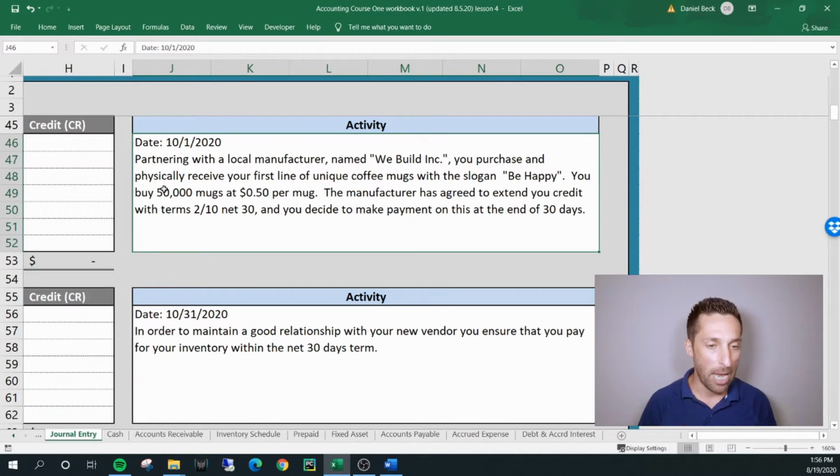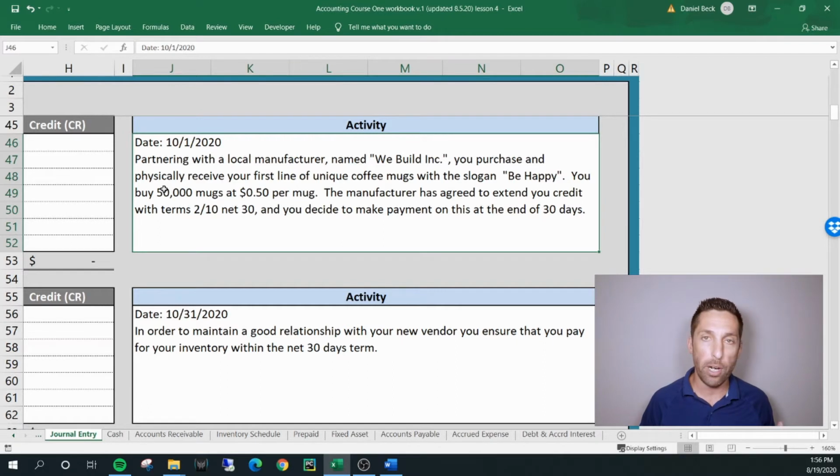Okay, let's talk about what's happening. If you remember, we're building a company that's going to sell coffee mugs. We're now at the point of the business where we're actually going to purchase our first set of inventory in order to sell in the business. Okay, so we're going to buy 50,000 mugs at 50 cents per mug, and we're not going to pay cash this time. The vendor that we're working with has extended us terms.